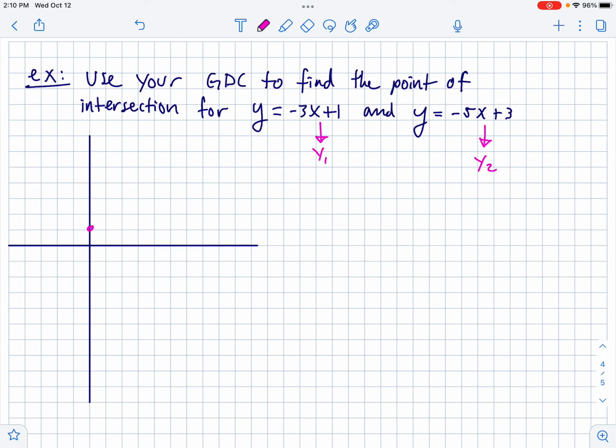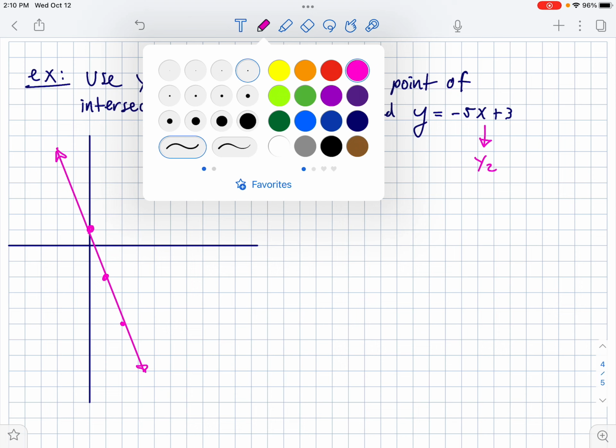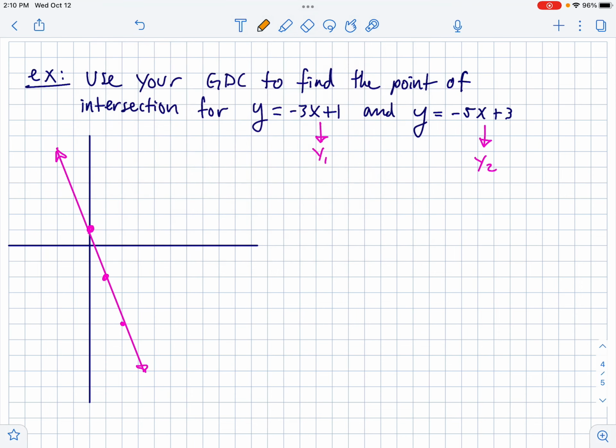If I were to sketch these, let's see. The first equation starts at +1 and then goes down 3 over 1. 1, 2, 3, down 3 over 1, down 3 over 1. It looks something like this. The second equation, which I will do in orange here, starts at +1, 2, 3, and then goes down 5 over 1. So down 1, 2, 3, 4, 5 over 1, down 1, 2, 3, 4, 5 over 1. So if I connect these, it looks like this.